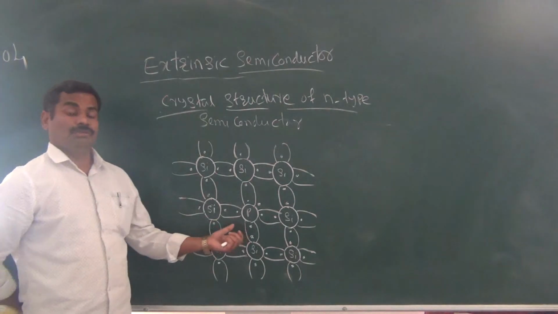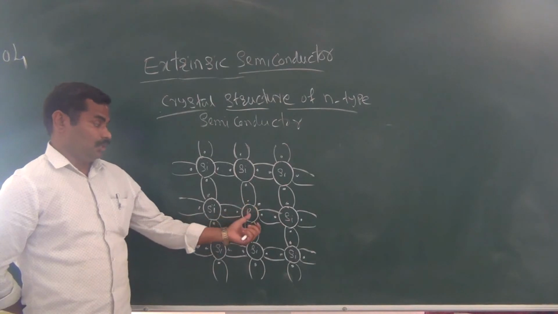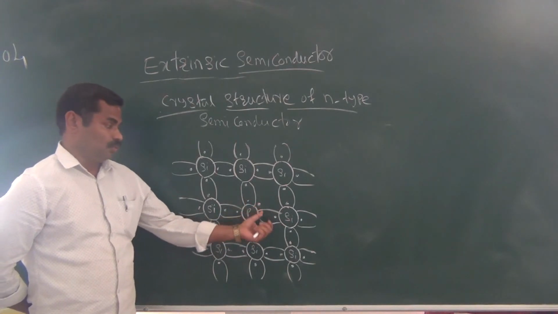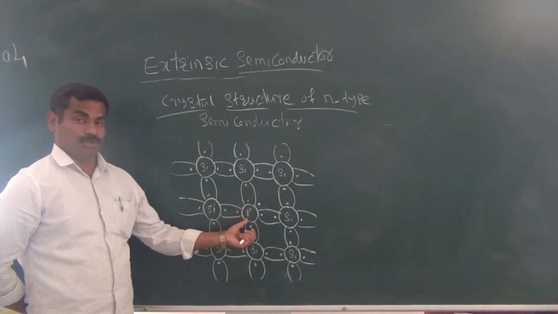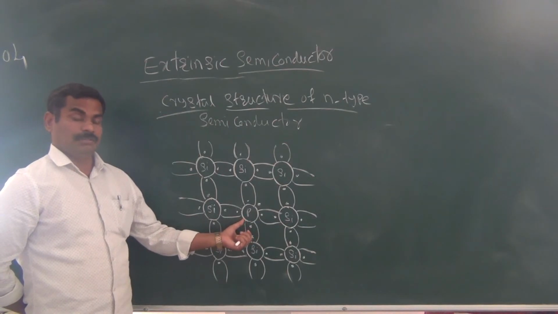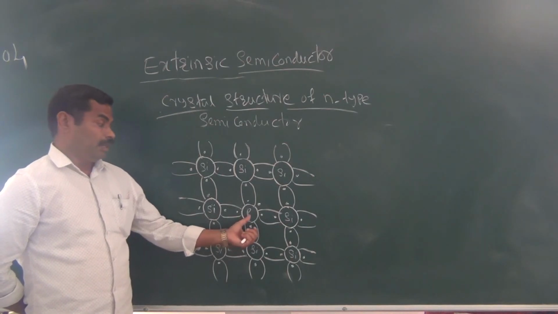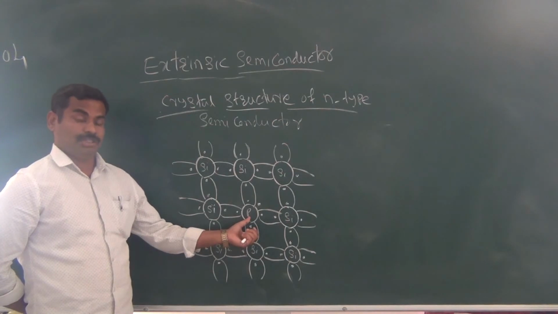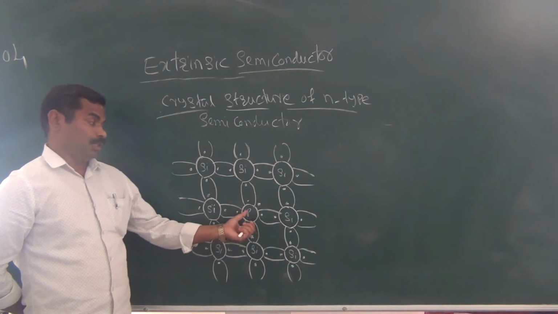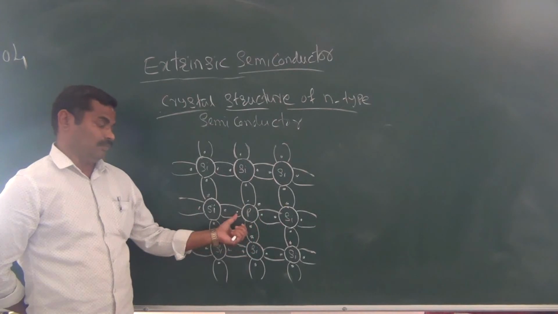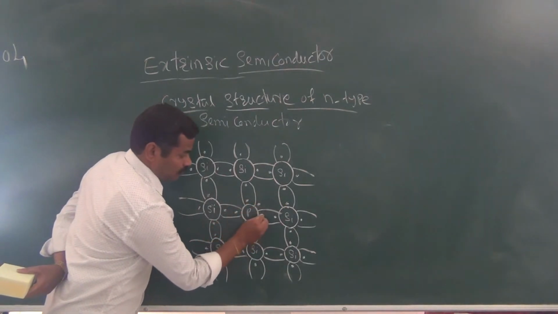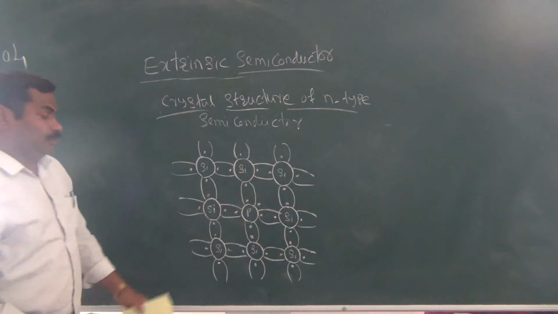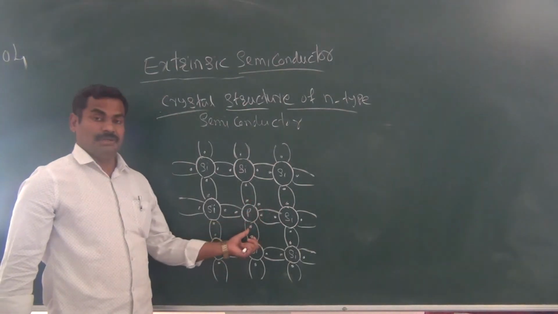Now, we know already that a pentavalent atom has 1, 2, 3, 4, 5 valence electrons, the phosphorus. Because what is an N-type semiconductor? An N-type semiconductor is a pure semiconductor with a pentavalent impurity added, especially phosphorus. Phosphorus has 1, 2, 3, 4, 5 valence electrons.